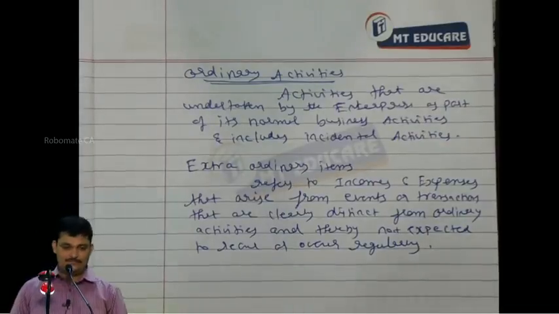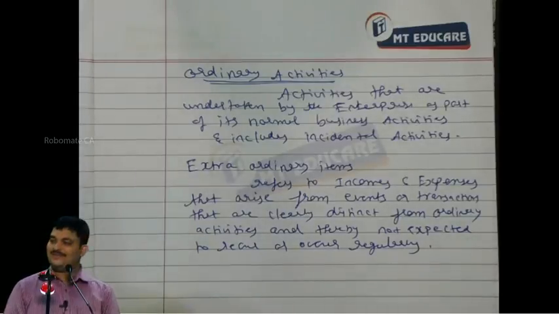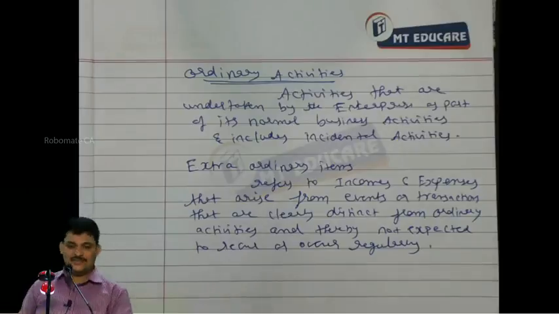Electricity paid. Bonus paid to the employees. Ordinary items. It does arise in the normal course of business activity. You can't tell, it is clearly distinct from the business activity.